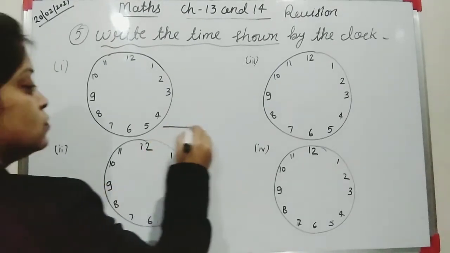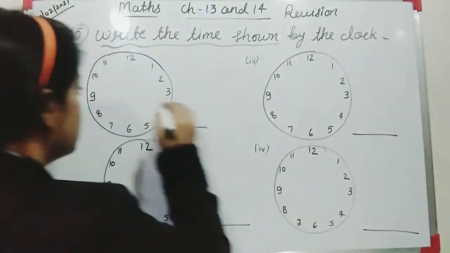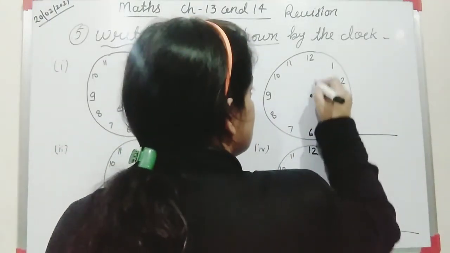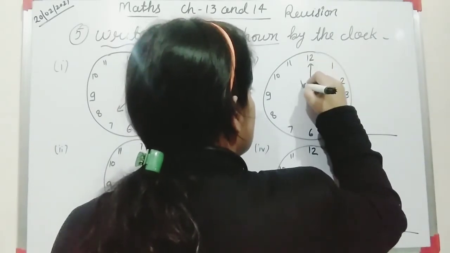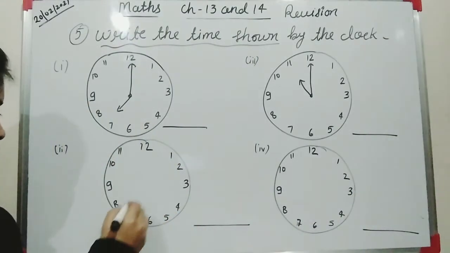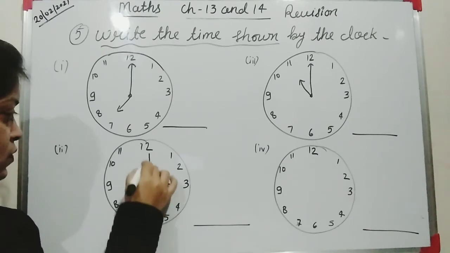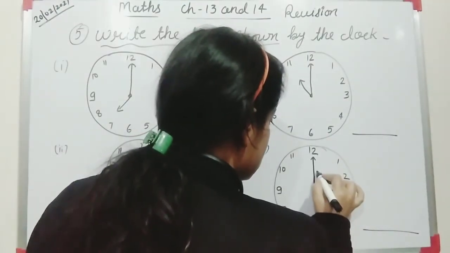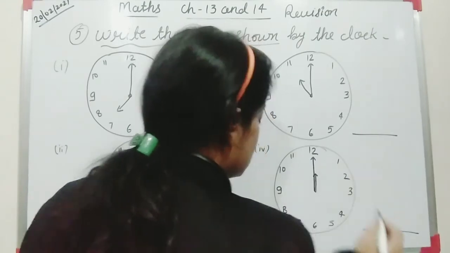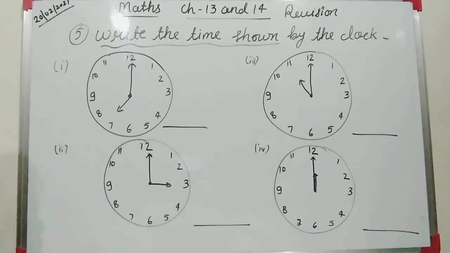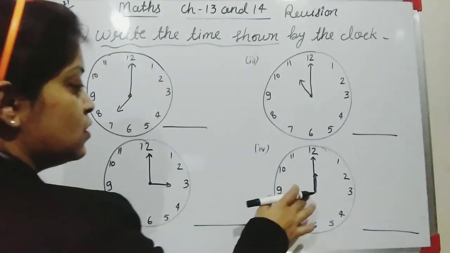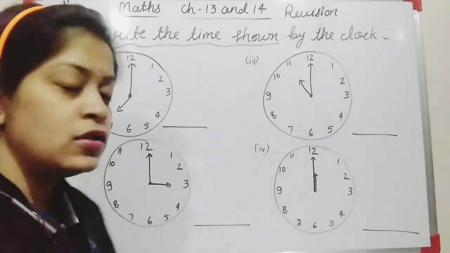Okay, dear students, we will write your answer here. So, what time is it? What time is it? Okay, dear students, so you will tell me the time. You can see here, this is the hour and this is the minute, in each clock. Okay, dear students, I hope you understand this and you can do it.